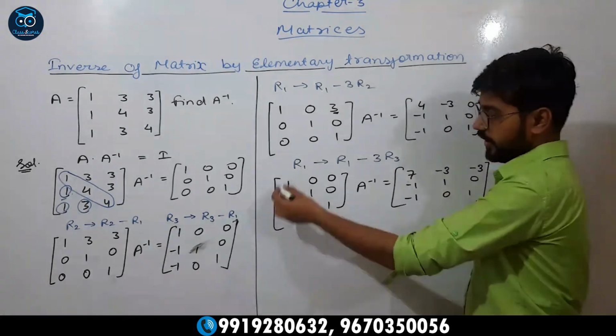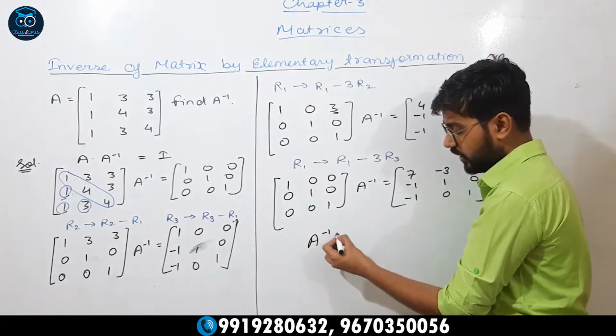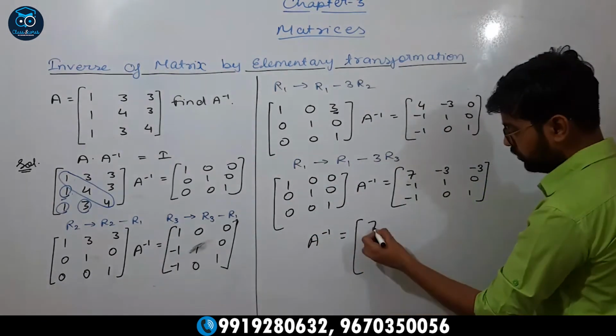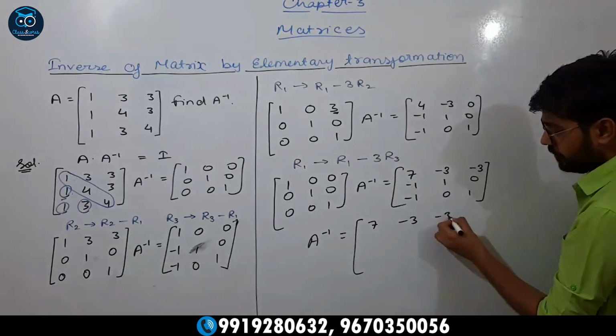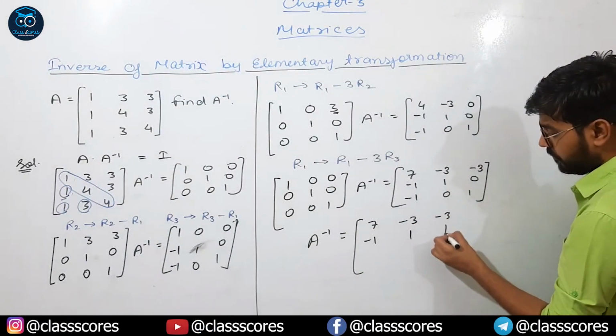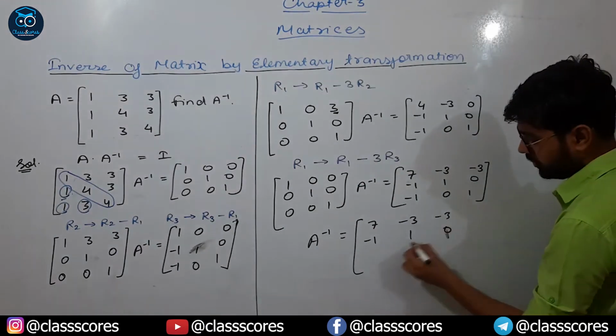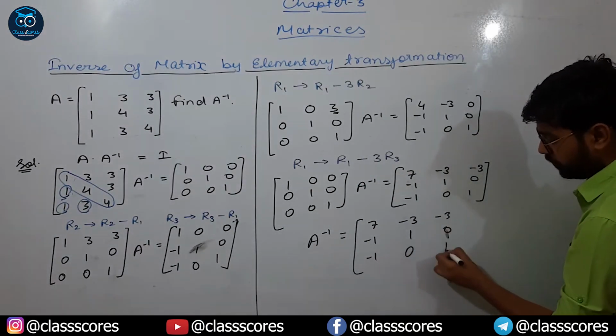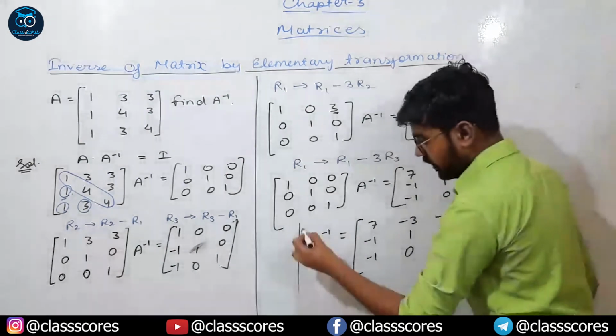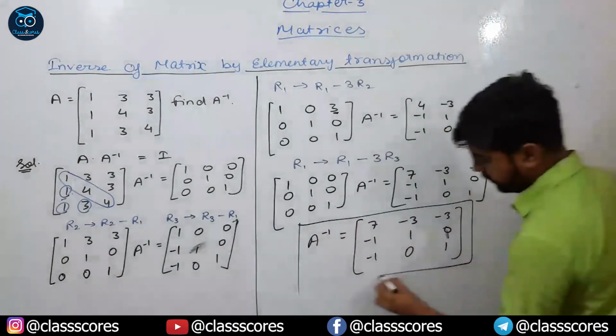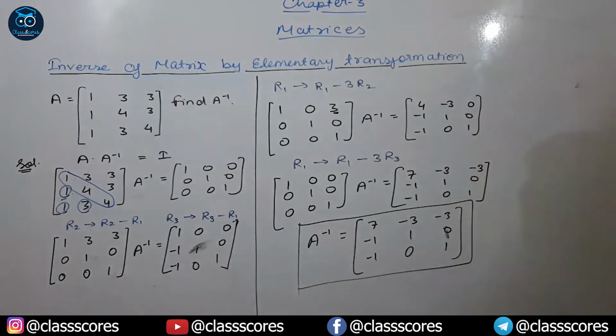Here it shows an identity matrix, so we can say A inverse is equal to 7 minus 3 minus 3, minus 1 1 1, 0 minus 1 0, and this is our required inverse of the given 3 by 3 matrix. I hope it is clear to all of you.